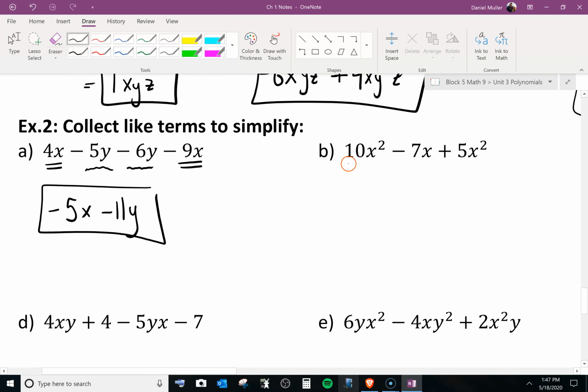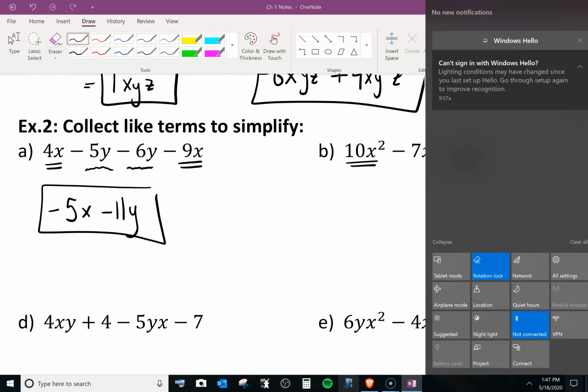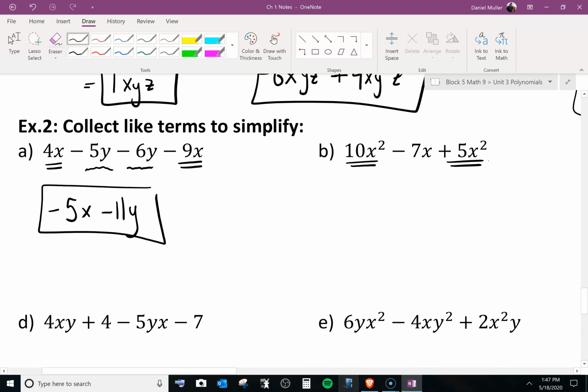Looking at B, there is a 10x squared and a 5x squared, and then a single x. And so that's not going to be of any use, and there's no other terms. So the x squareds are the only things that are alike. 10 plus 5 is 15. And there's an x squared, and then we've got the minus 7x.